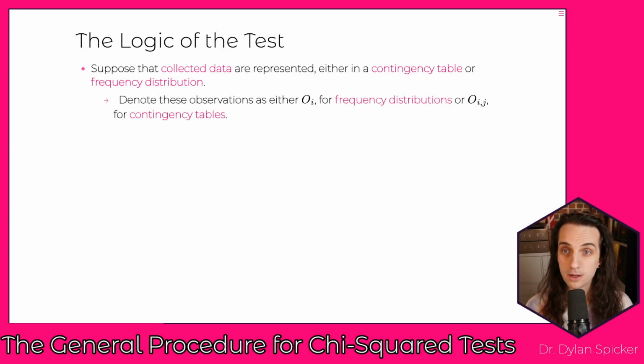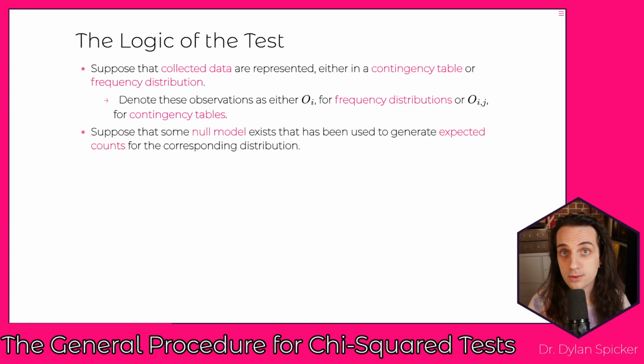We're going to denote the observations as either O_i, if we're talking about a frequency distribution, where recall that a frequency distribution is going to have the number of observations for each of our categories, so we'll have O_1, O_2, O_3 for as many categories as we have. Or if we're in a contingency table, then we need to use two different indices, and so we'll use O_ij. O_11 is going to be the first cell in our contingency table, and then O_12 is going to give us our second cell, and so forth.